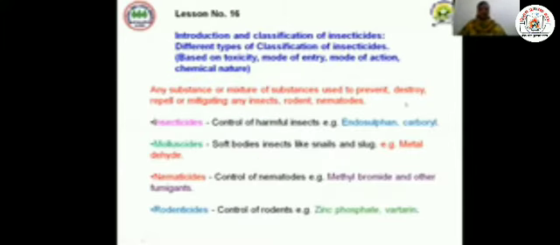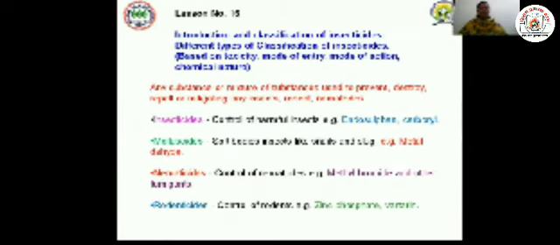Our next topic is about the introduction and classification of insecticides. Under that, we are going to learn the classification of insecticide and what is meant by insecticide, different types and examples of the insecticides. Any substance or mixture of substances used to prevent, destroy, repel, or mitigate any insects, rodents, and nematodes away from the plant, which are harmful for your crop production, is known as an insecticide.